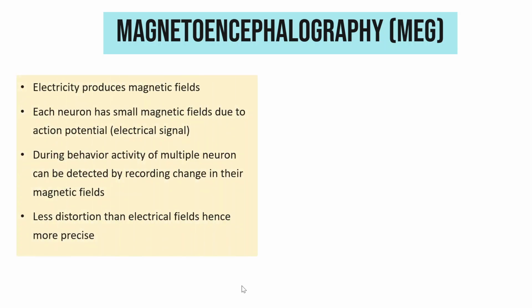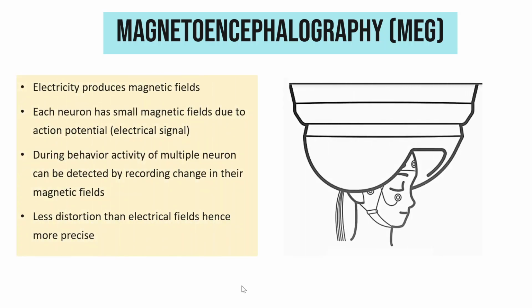Okay, now we are going to move forward to magnetoencephalography, that is MEG. We know that electricity and magnetism are related. Changing electricity generates a magnetic field. Neurons also have a magnetic field due to electricity passing through their axon. During a behavior, there is a change in electricity in neurons, and those changing electric fields generate magnetic fields, which can be detected by this machine. They are less distorted in comparison to electric fields. That's why you get a more precise graph.